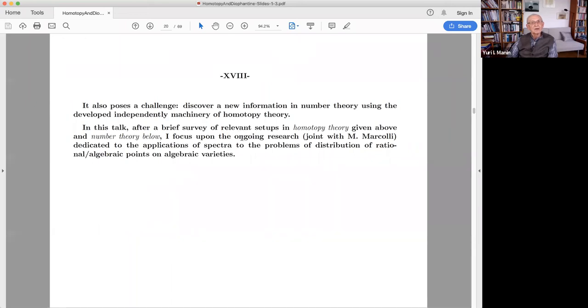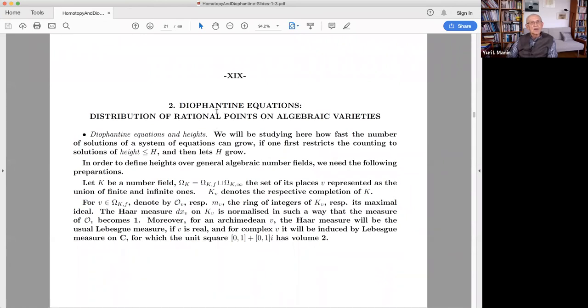And the relevant new article is not yet completely written, and I will focus upon the ongoing research joint with Matilde Marcolli, which is dedicated to the application of spectra to the problems of distribution of rational and algebraic points on algebraic varieties. Okay. So now I pass to the number theoretic domain surrounding this one end of this bridge. It will be called Diophantine equations, distribution of rational points on algebraic varieties.